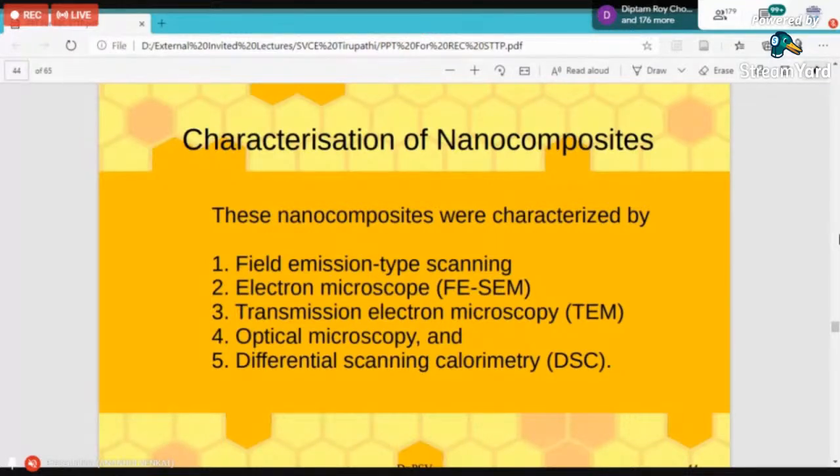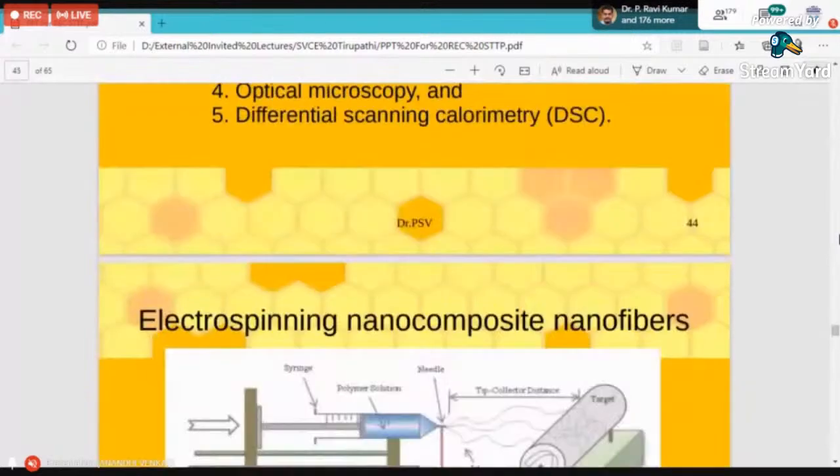tension, HT-TEM, high tension transmission electron microscope, field emission transmission electron microscope, and high resolution HR-TEM, high resolution transmission electron microscope. In optical microscopy, optics is also an effective technique. Then differential scanning calorimetry, DSC, is also being used to characterize it, and Raman spectroscopy. So these are some of the techniques they are using to characterize. I have listed some of the characterizing techniques. Each one we will see here.